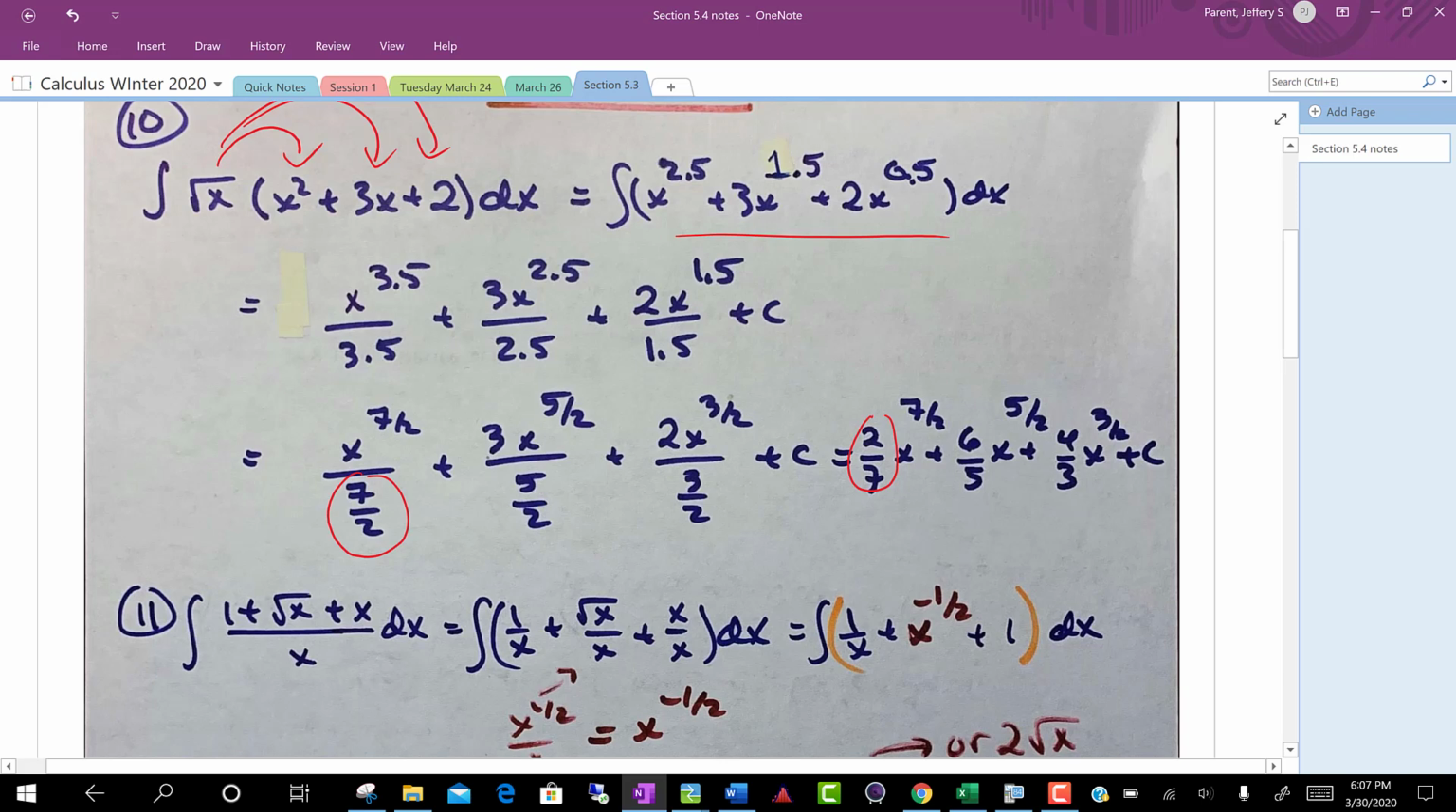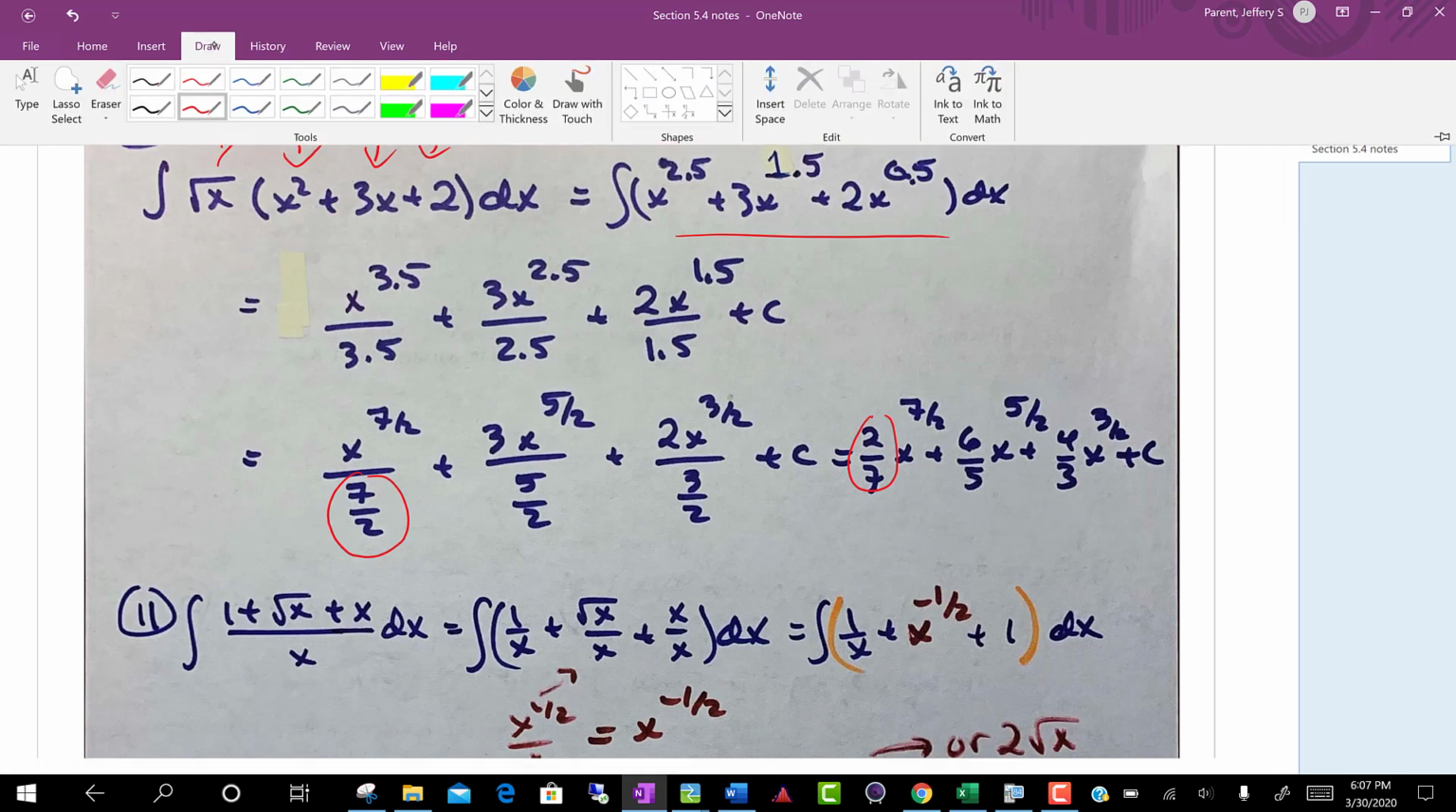2/5 times 3 is 6/5. 6/5 x to the 5/2. And then finally plus 4/3 x to the 3/2 plus a constant. So yay, that's our final answer.